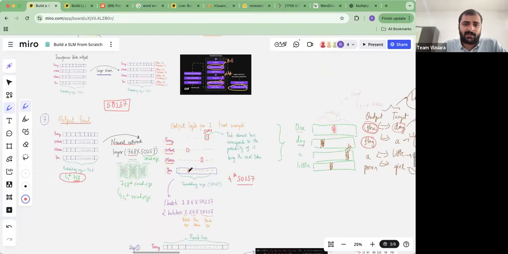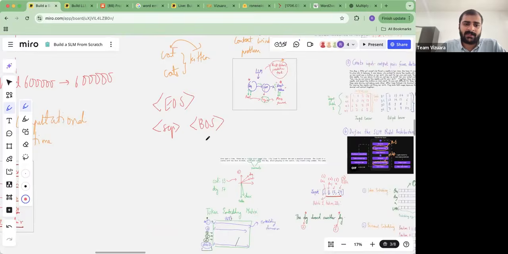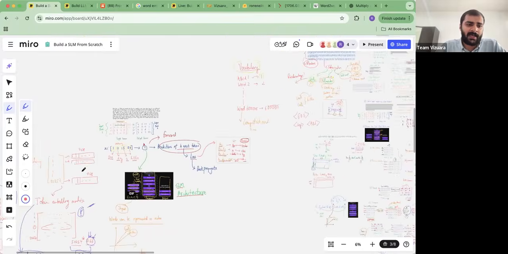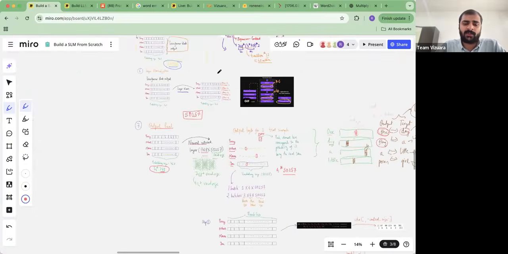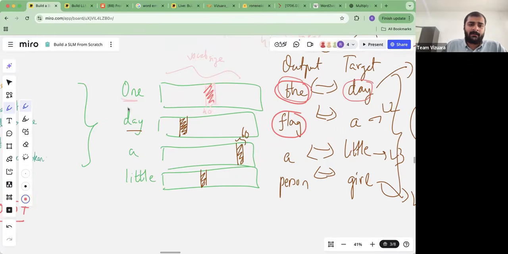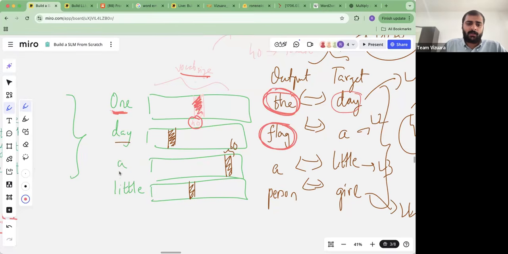We started this lecture with an example, "one day a little", right? If you remember, we started this lecture with this example, "one day a little". So what happens at this final output head is something as follows. In the final output head, for every token, we have a vector with the vocabulary size. We look at the index with the highest probability and we decode it based on the vocabulary. So we get the output for "one", we get the output for "day", we get the output for "a" and we get the output for "little".